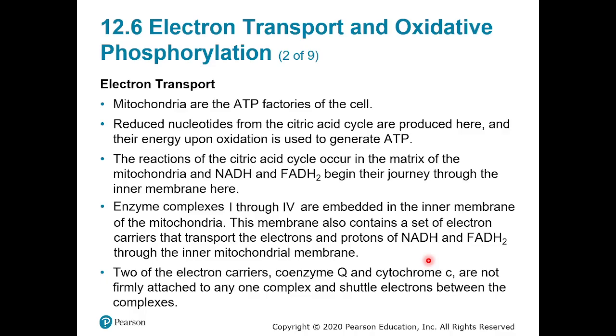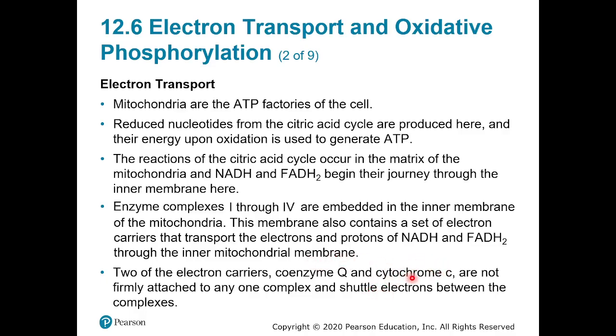Big difference here is this is chemiosmotic rather than just normal osmosis, because it's positive charge, right? Rather than pressure of water. Okay. So, again, we build up that charge. You're going to have 2 electron carriers, coenzyme Q and cytochrome C. Coenzyme Q and cytochrome C are not going to be firmly attached to any one complex.